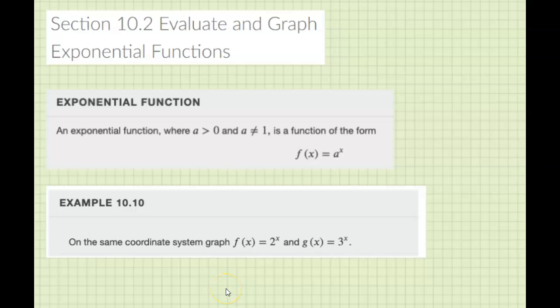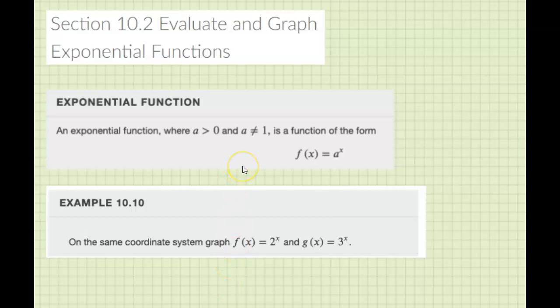Hello and welcome to section 10.2. So we're going to start talking about exponential functions. Exponentials are probably one of the most applicable math functions in real life. You will see that it has to do with population growth or bacteria growth, like how viruses multiply. It also has to do with a lot of financial stuff, like you put money in a bank and it earns interest, and it's an exponential process.